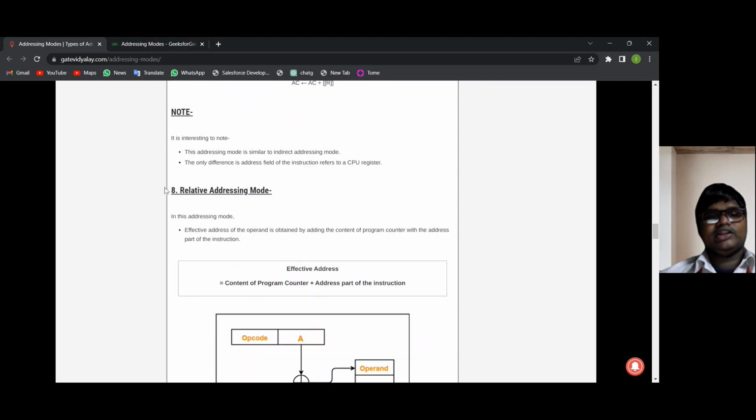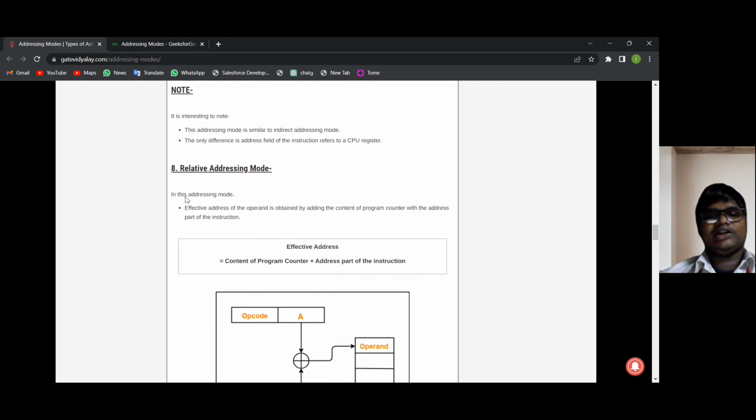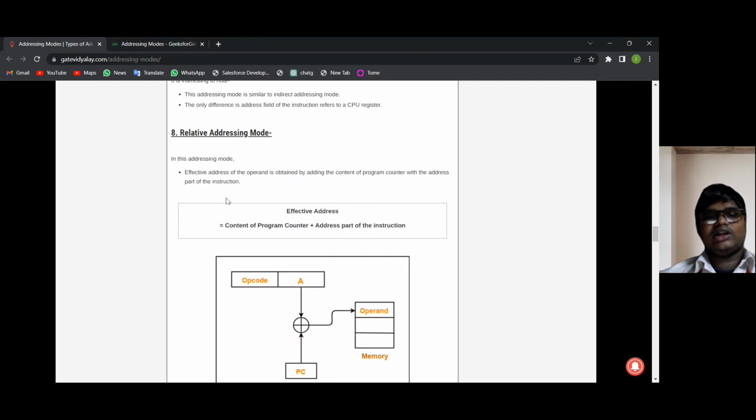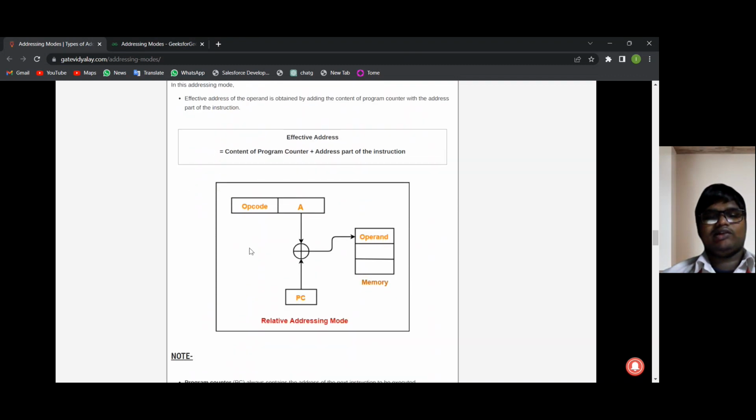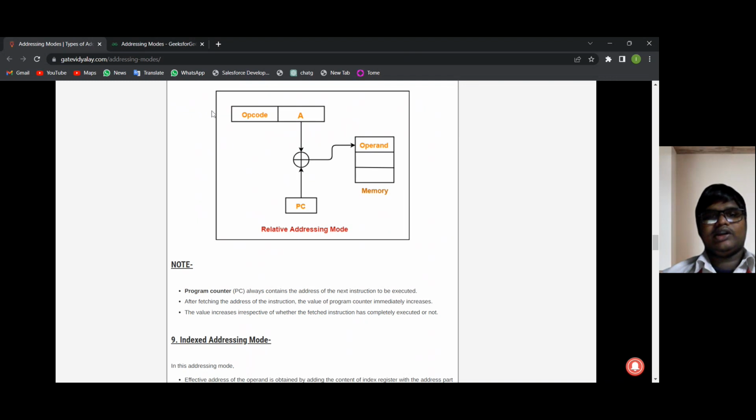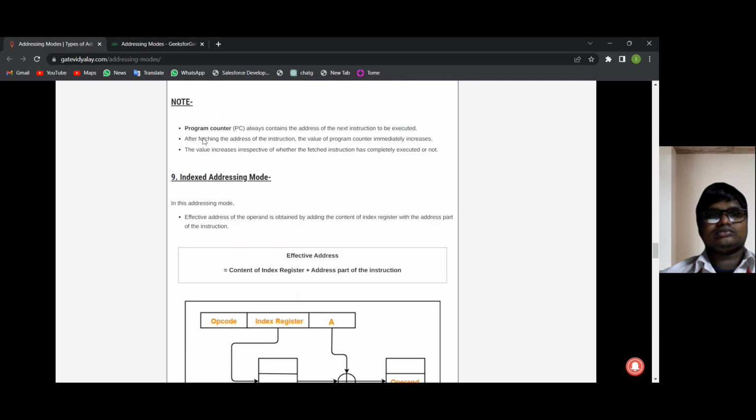Relative addressing mode. In this addressing mode, the effective address of the operand is obtained by adding the content of the program counter with the address part of the instruction. Effective address is equal to content of the program counter plus address part of the instruction. This is a block diagram of relative addressing mode. See here, opcode and address A plus memory operand. Both add to the PC, and PC is added to the operand.